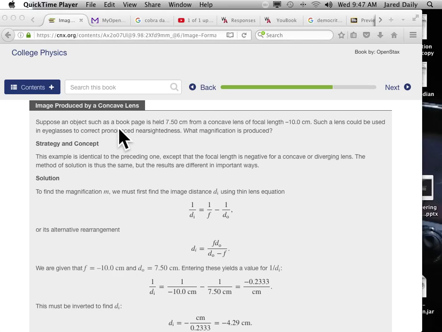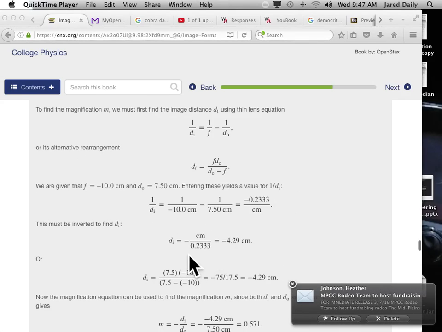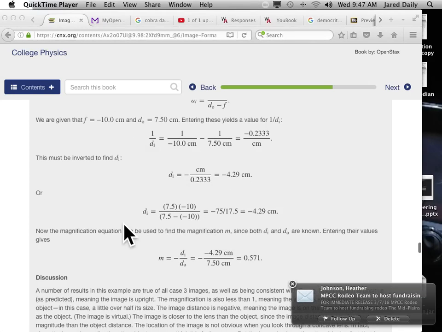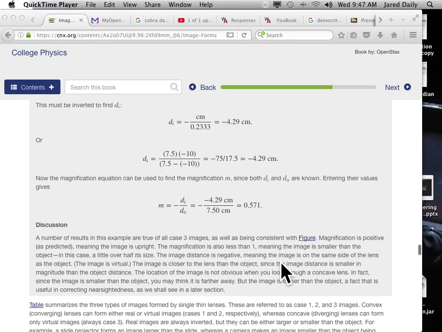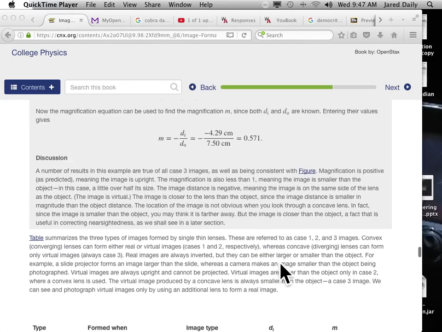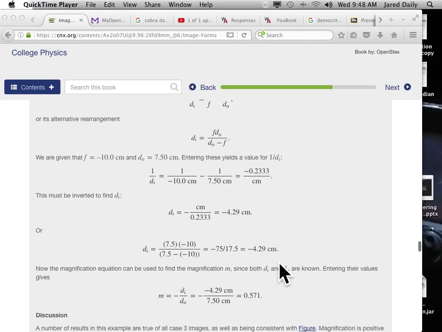In this case, they're looking at a book that is 7.5 centimeters from a concave lens. And the focal length for those lenses is negative 10 centimeters. Plug in our numbers. We calculate the distance to our image to be negative 4.29 centimeters. And now we calculate our magnification then to be 0.571. So in this case, the object was at 7.5 centimeters, and the image was at negative 4.29 centimeters, which means they're both on the same side. The image is actually closer than the object in this case.